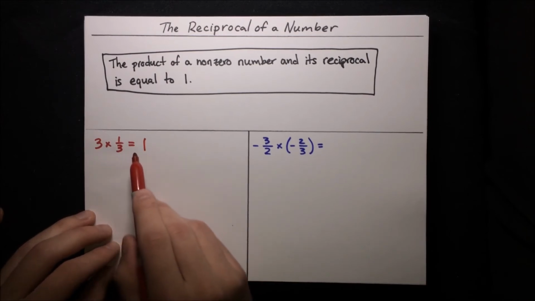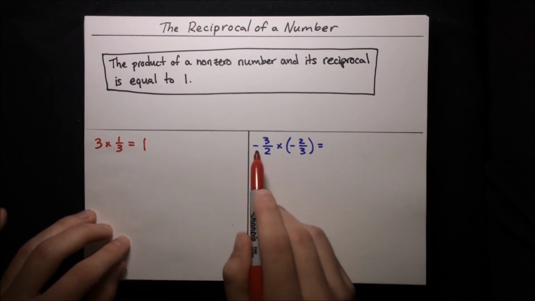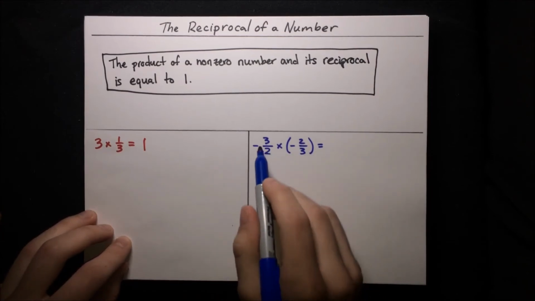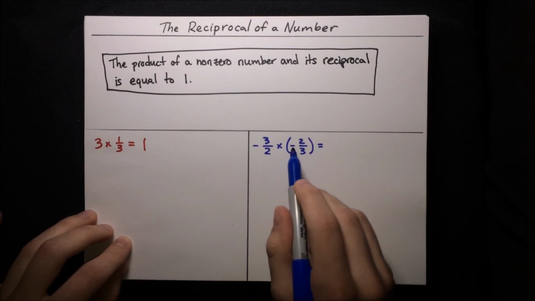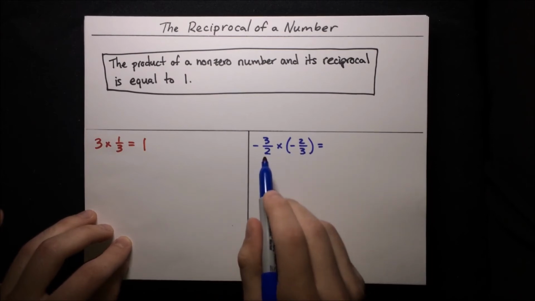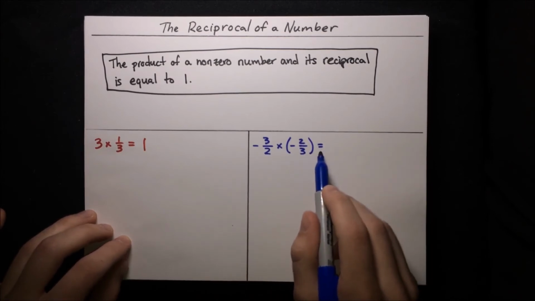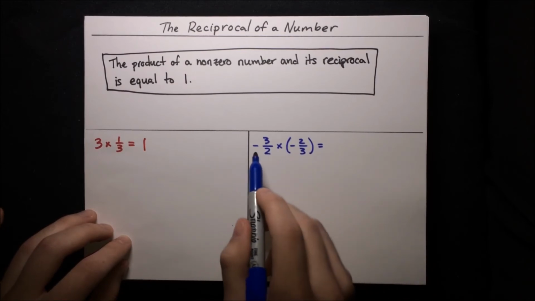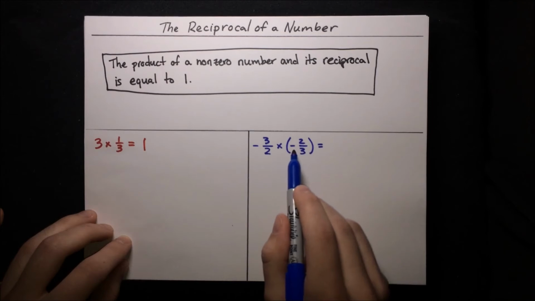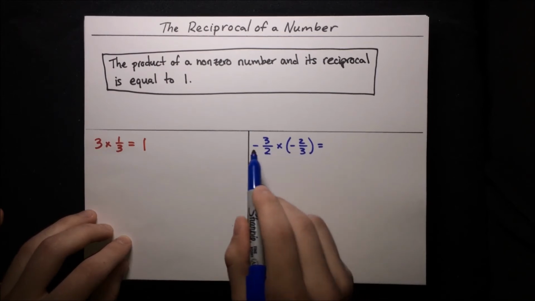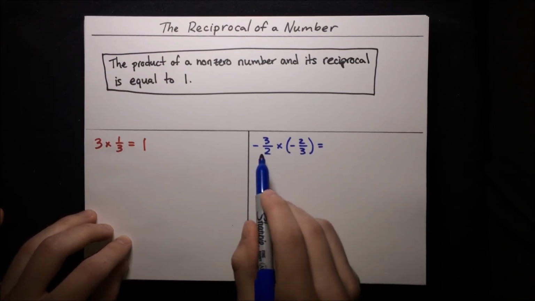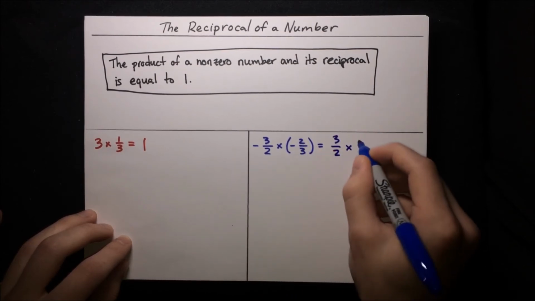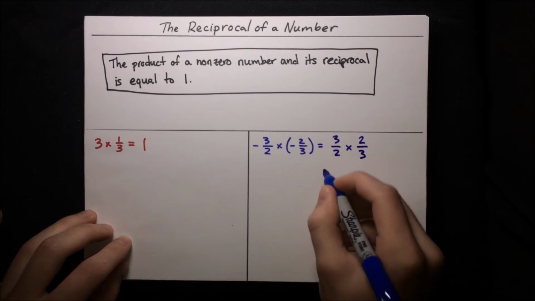Okay, so that was pretty straightforward, but what about this other example? -3/2 times -2/3. -3/2 is a non-zero number, and -2/3 is the reciprocal of that non-zero number, so does this come out to 1? Well, let's go ahead and compute it. It definitely should, so let's see that it does. So negative times a negative, whenever we have a negative times a negative, they cancel out and become a positive. So really we just need to compute 3/2 times 2/3.